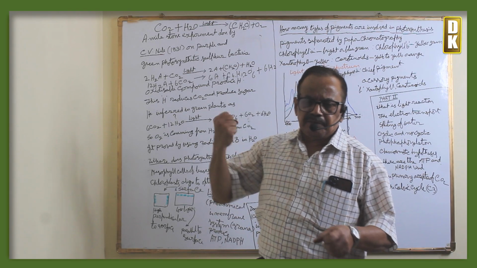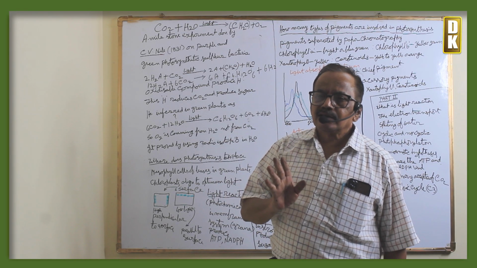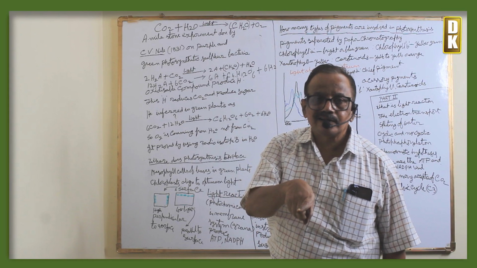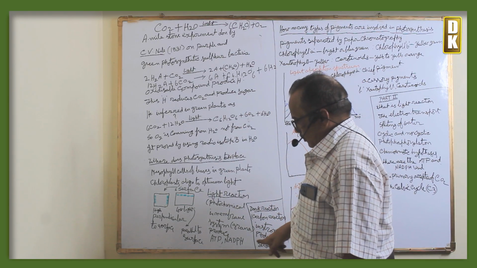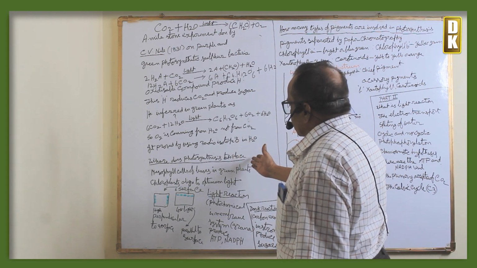But if a person has printed all of this, he will read all of these things. But the concept is the concept. You have to read concept-oriented, that is what I am telling. Now, in this way, these are the places where photosynthesis takes place.